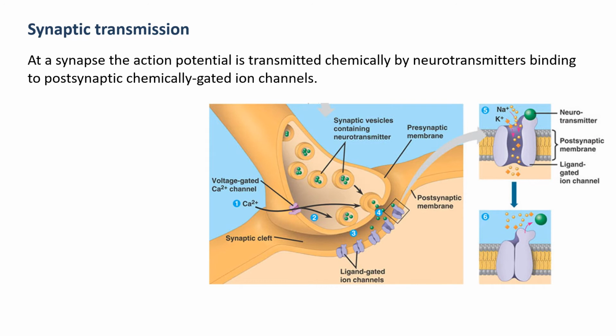So at the synapse, we need to transmit our action potential chemically. So it came down the axon electrically, didn't it? So it now needs to be transmitted chemically, and that's done by neurotransmitters. Neurotransmitters are exocytosed from the presynaptic neuron, in other words, before the synaptic gap, and they then diffuse across the synaptic gap, and they bind to postsynaptic chemically gated ion channels on the postsynaptic membrane.